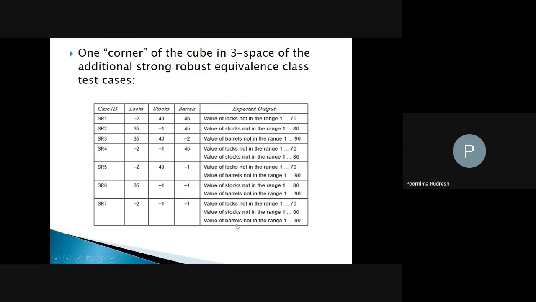Means in the strong robust, we are going to consider all possible test cases and we are testing the developed program or the system. Okay, so like this we will have the other test cases, like for the barrels, we'll consider it individually. Next, we'll consider it for the stocks or the logs. Like that, we will get more test cases, right? So this is for the strong robust.